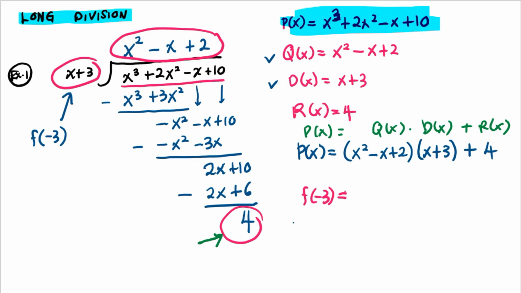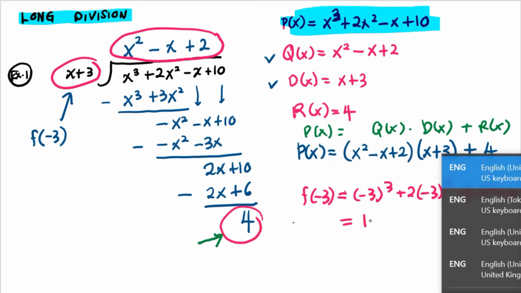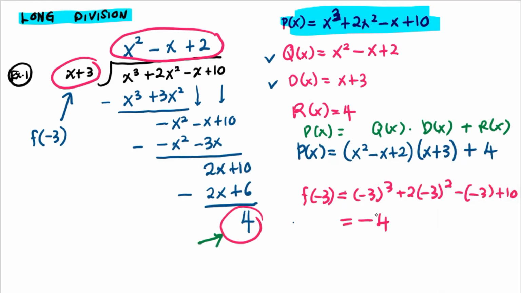Alright, so I want to substitute negative 3 inside this. So this will have a negative 3 to the power of 3 plus 2 times negative 3 squared minus negative 3 plus 10. So I will get this one as a positive 4. Alright, so we know that when you have this polynomial and we substitute variable x with negative 3, we get the remainder, which is positive 4. In this case, yes, the remainder is positive 4. Right? That's basically how to use the remainder theorem.